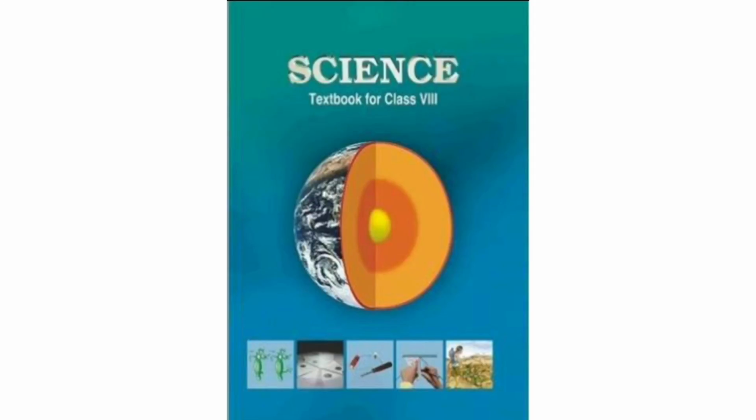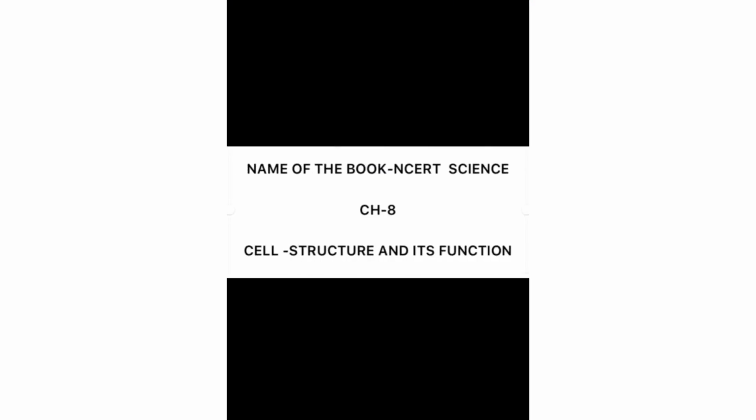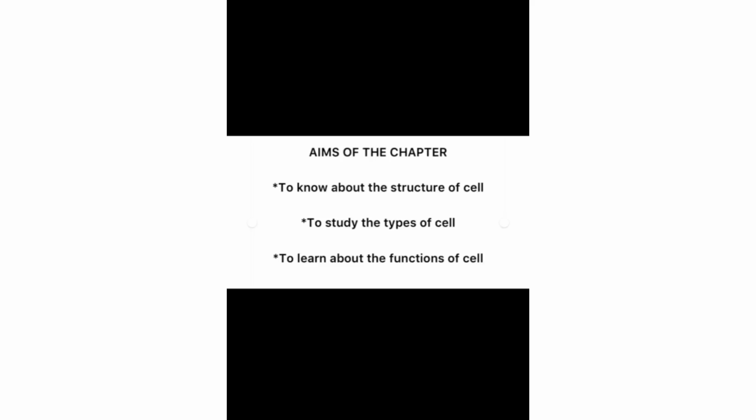Hello, students. Today we are going to read chapter number 8 of our NCERT book, Cell Structure and Its Function. So let's open our NCERT book for the same. The aims of our chapter will be: in this chapter, we are going to learn about the structure of cell, to study the types of cell, and the last one is to learn about the functions of cell. Now, let's read our chapter.